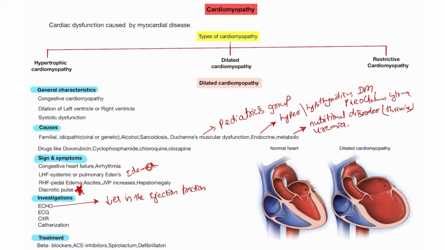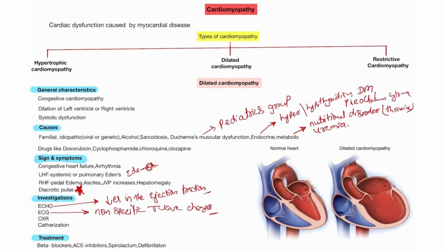In the ECG you will see non-specific T wave changes. This is what you will see in the ECG. And a decrease in the ejection fraction you will see in the echo.